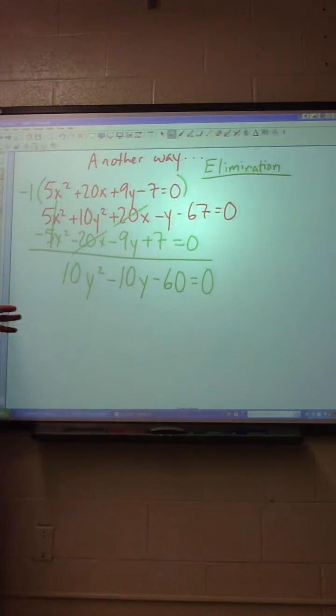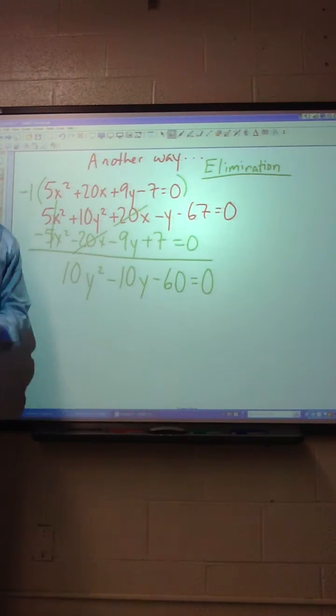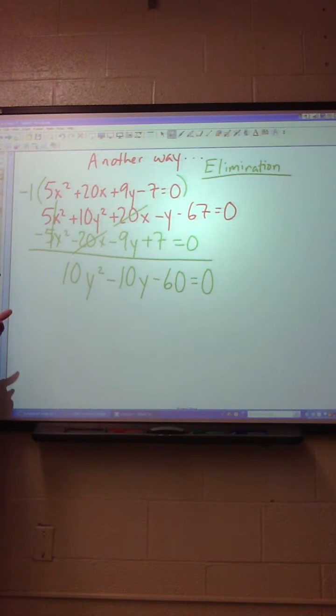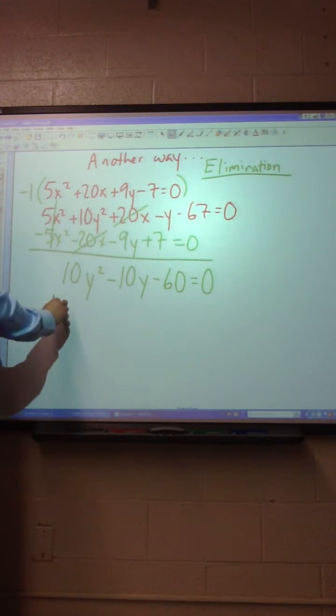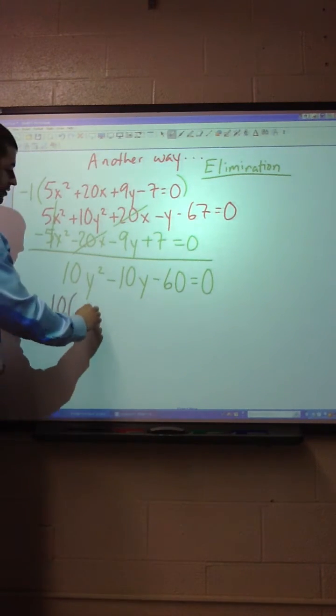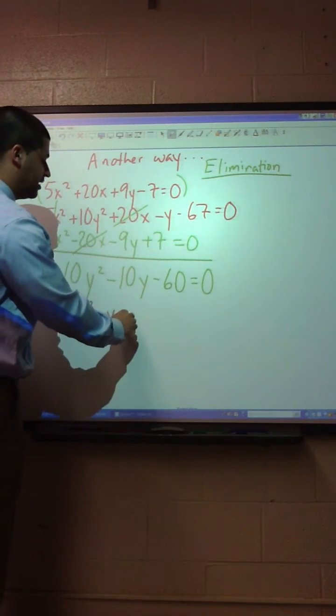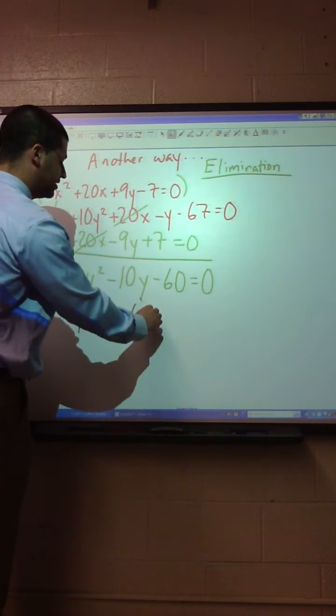So this is good. This gets us to a place where, again, we can do a zero factor property. The only issue that we have is that we have y. We don't have x. So we're going to have to do a little bit more work at the end. For a zero factor property, we can take out the GCF of 10, and get y squared minus y minus 6 equals 0.